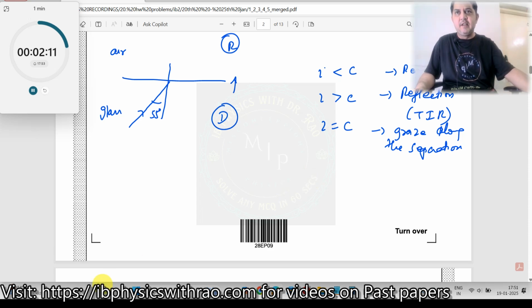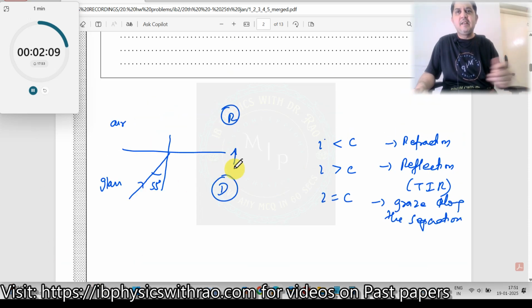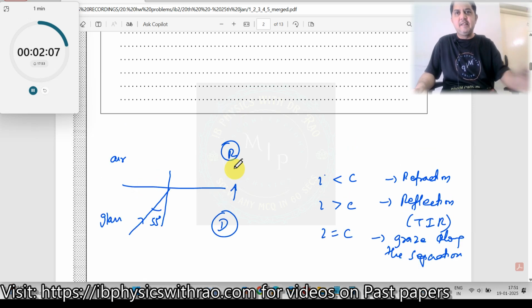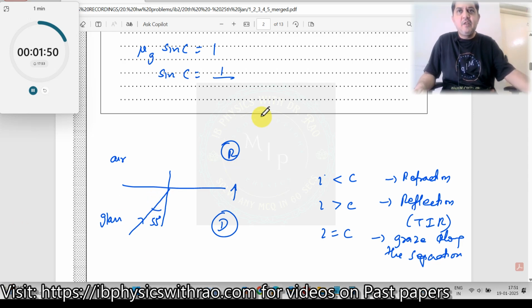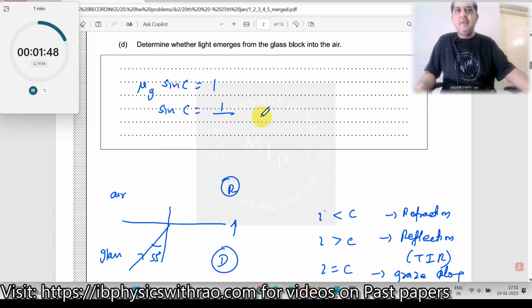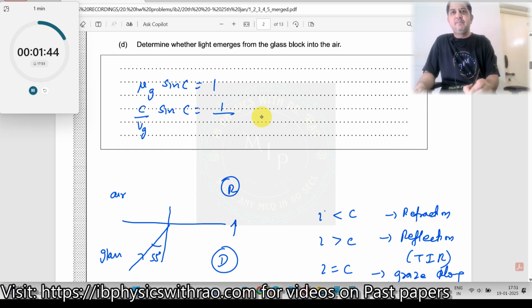Now, how do I decide it? What is the formula for critical angle? The formula for critical angle is right here: mu glass into sine C is equal to 1, right? I do not know what the value of C is, so I will write sine C is equal to 1 by mu glass. Do we have the value of mu glass? No, we have not been given. We cannot assume something over here. So we'll just write c divided by vg into sine C equal to 1.